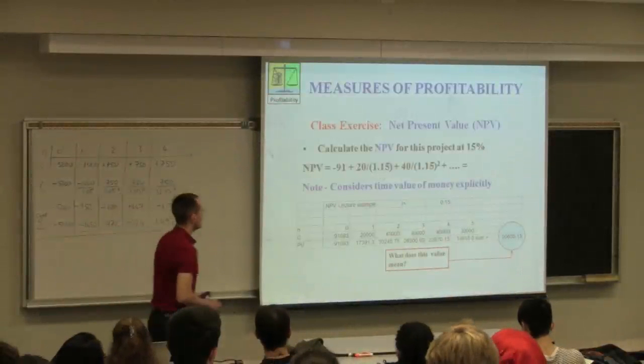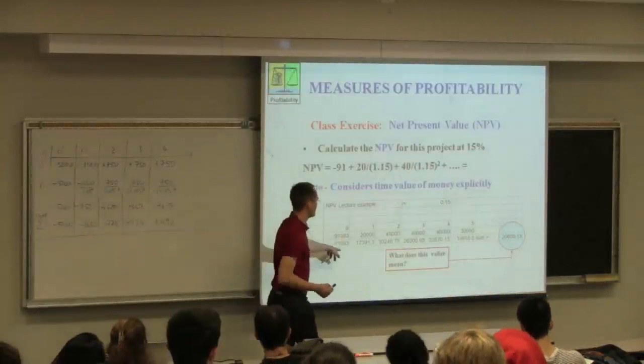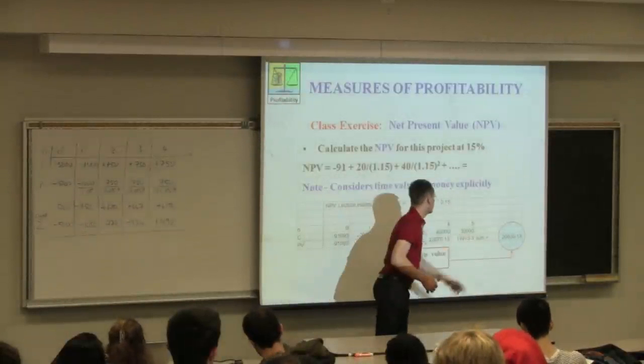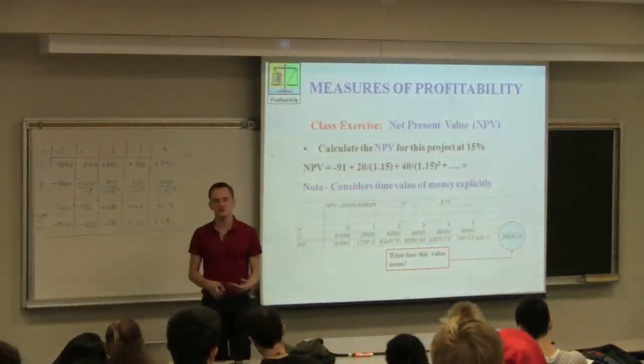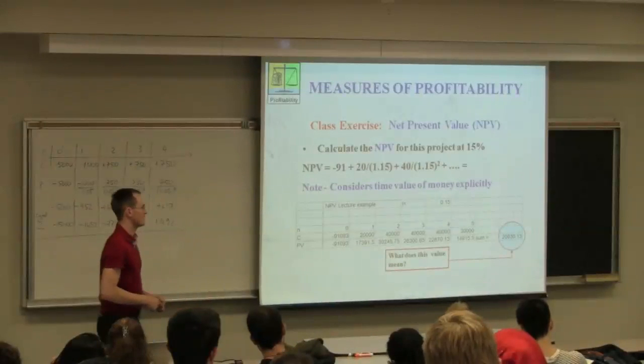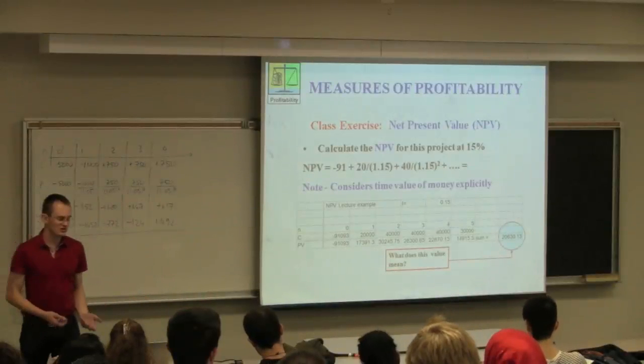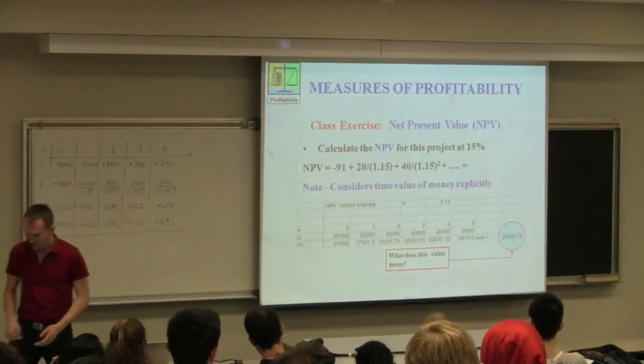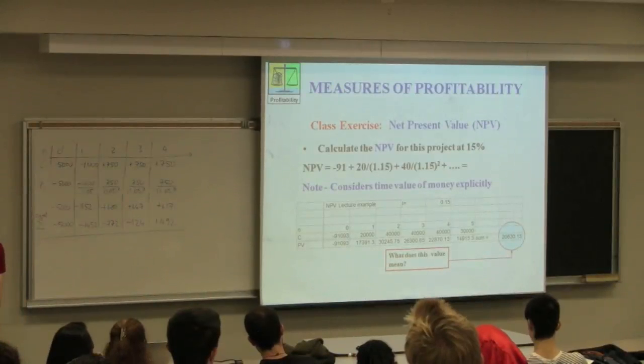So you can reproduce the slide for yourself in Excel. You would get a net present value of plus $20,600. The question there is, what does that mean? How do you interpret that in PV value?